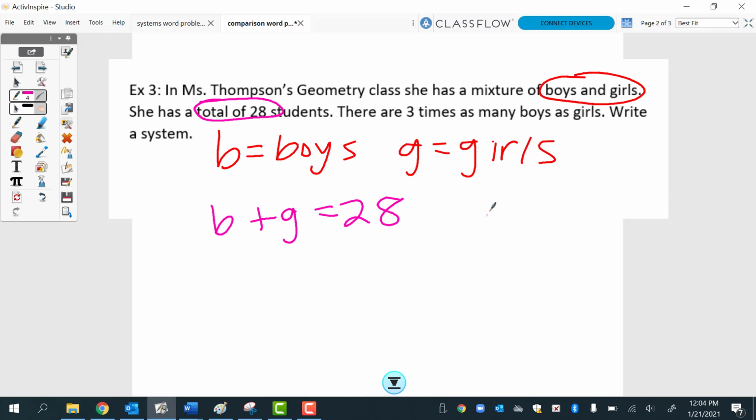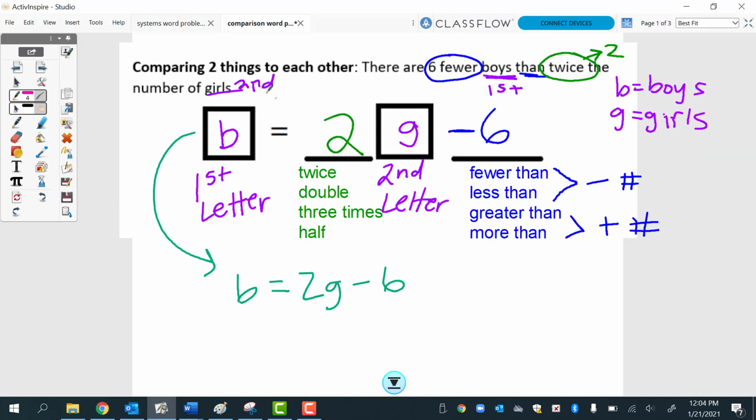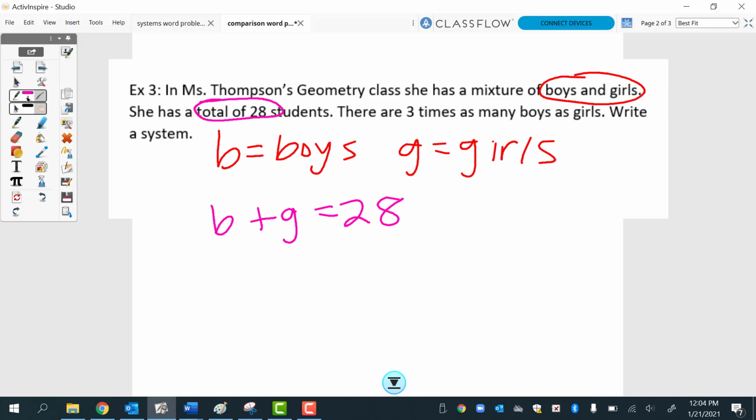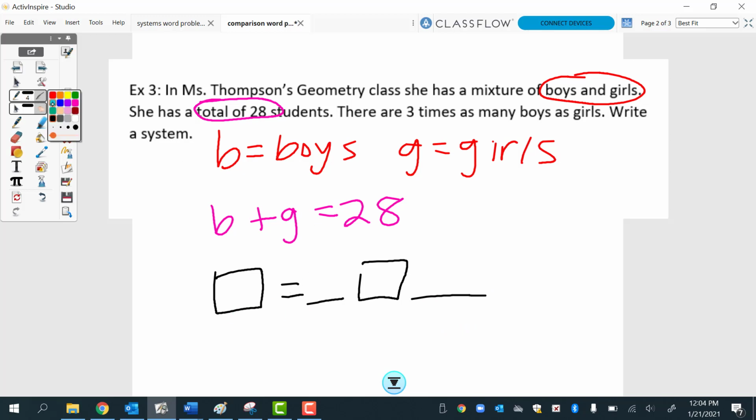My second equation, there are 3 times as many boys as girls. That is one of the special new ones that we just learned, comparing 2 things to each other. So I'm going to set this up in this question. So I'm going to have a letter equals something, the other letter something. So I know this is supposed to be my first letter. So in the sentence where they were comparing things to each other, that means this sentence right here.